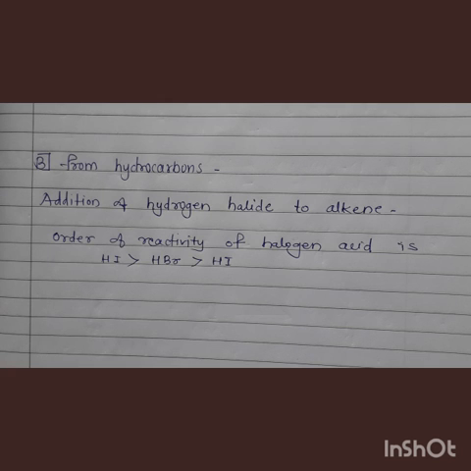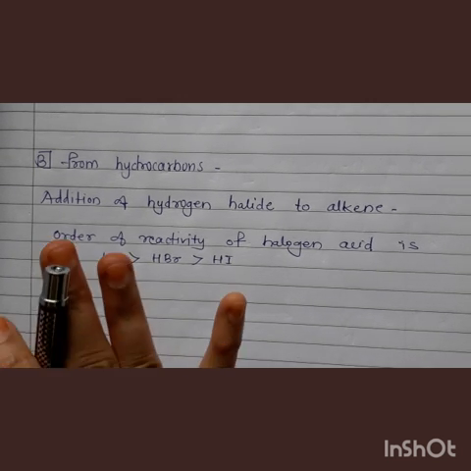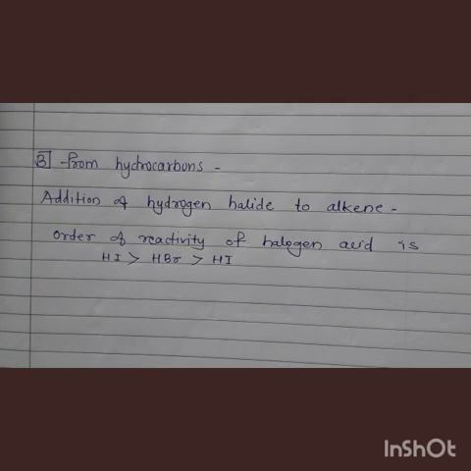Halogenation of alkane also gives alkyl halides, but this reaction is not suitable for preparation of alkyl halides because in this process we get a mixture of mono and poly halogen compounds. So halogenation of alkanes gives us a mixture of alkyl halides, and that's why that method is not suitable for the preparation of alkyl halide. So one more method is there to prepare alkyl halides from hydrocarbons.